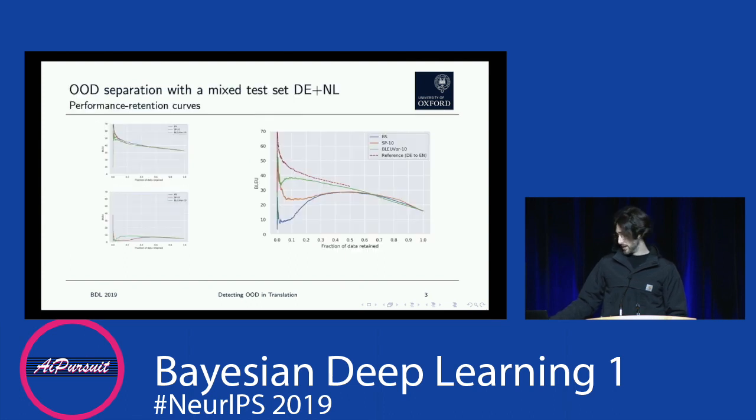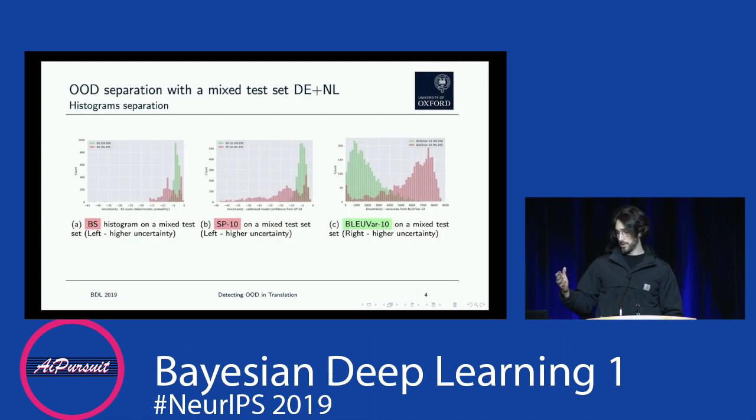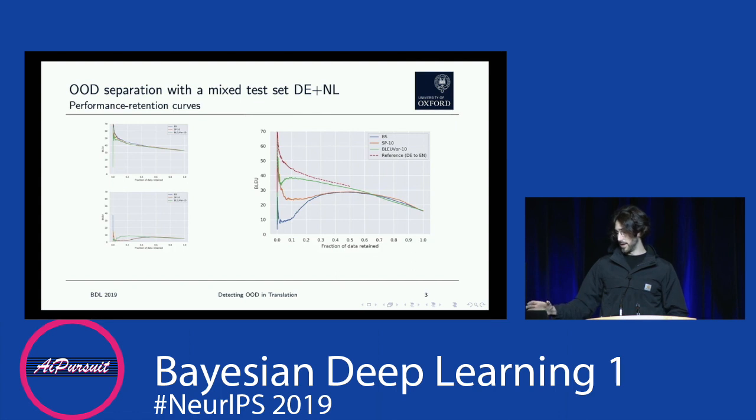What we find is that the typical methods like Monte Carlo dropout don't actually effectively separate. Their uncertainty measures don't really partition the data in the way that we like. And we develop a different measure based on the BLEU score that seems to really quite effectively separate and achieves almost optimal performance.